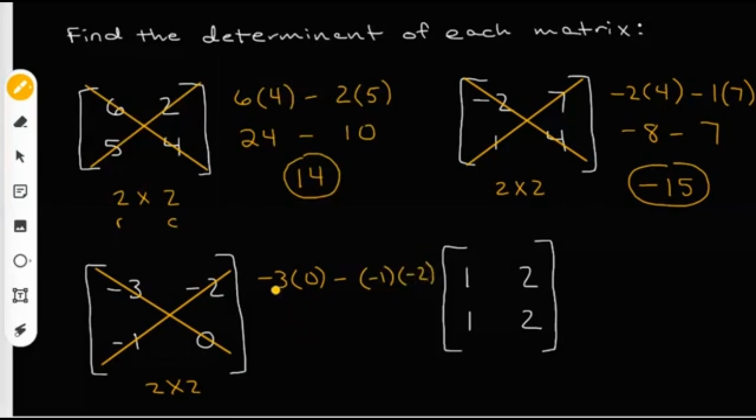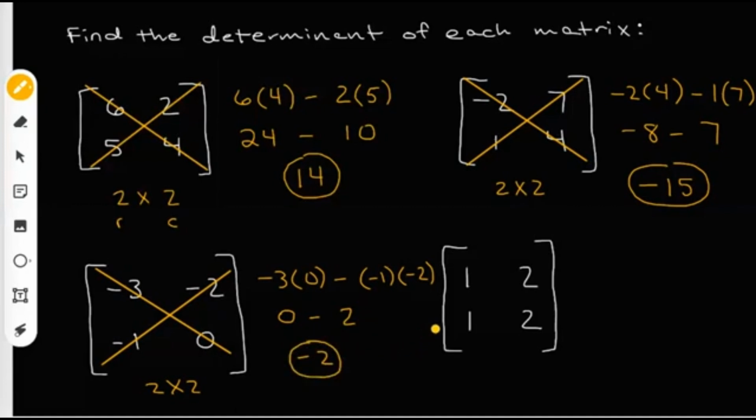When I multiply -3 times 0, I'm going to get 0, because anything times 0 will give me 0. Minus, bring down your subtraction sign in the middle. Over here, I have -1 times -2. That's going to give me a positive 2 when I multiply. So now I have 0 minus 2. That's going to give me -2.